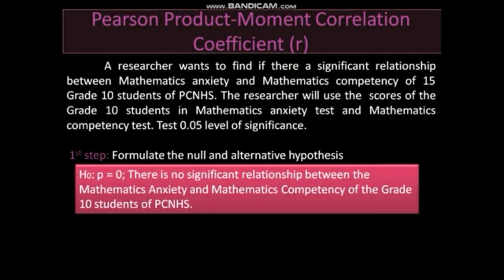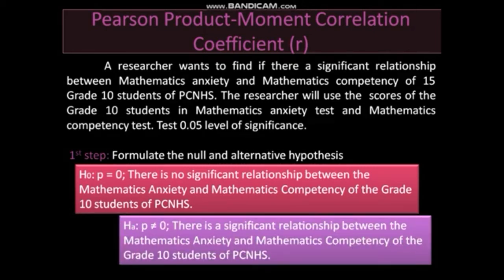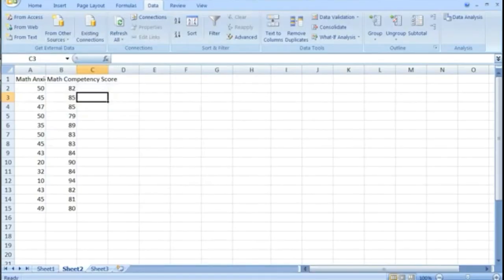Our null hypothesis is rho is equal to 0. There is no significant relationship between the mathematics anxiety and mathematics competency of the grade 10 students of PCNHS. And for the alternative hypothesis, rho is not equal to 0. There is a significant relationship between the mathematics anxiety and the mathematics competency of the grade 10 students of PCNHS. So we will use Microsoft Excel.